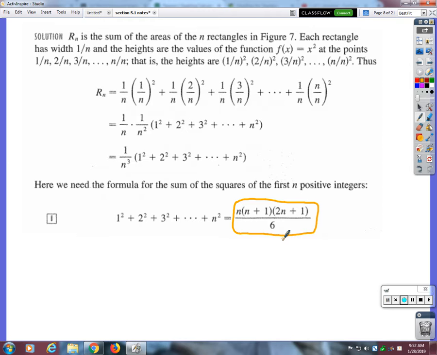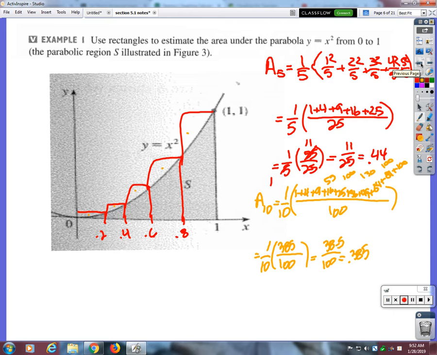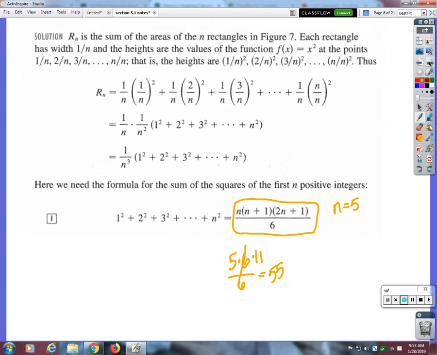Hang on just a second, Elena. But we can check that this matches. When we had 5 rectangles, what did we get for this number right here? 55, just for the adding up the squares part, okay? So, I mean, you can check that, and if I plug in 5 here, it'd be 5 times 6 times 11 divided by 6. The 6's cancel, and I get 55, okay? When we had 10 rectangles, the number we got on top was 385. So if I plug 10 into here, that's 10 times 11 times 21 divided by 6. Hopefully that's 385. Okay?